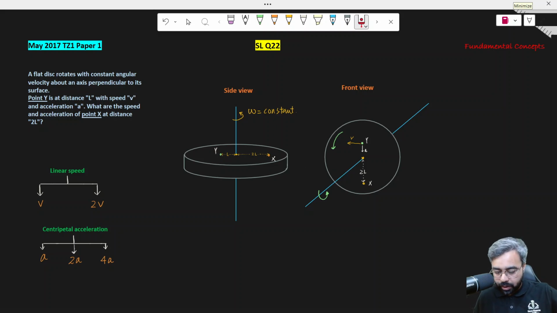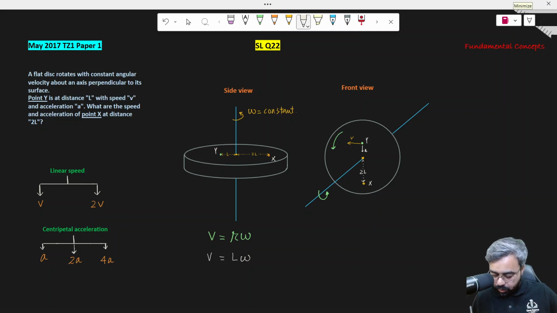So what is the velocity of point x, which is placed at twice the distance compared to y? We can apply the equation v equals r omega, because this is a linear velocity and angular velocity, and they are linked with each other by this equation. So for y, v can be written as L omega, and omega is constant.